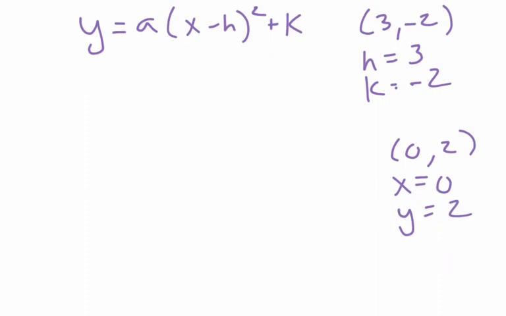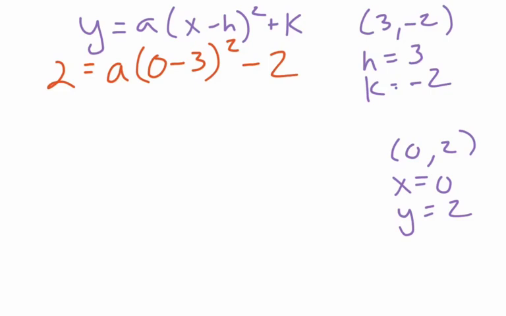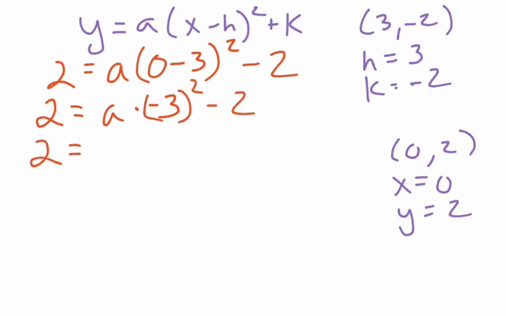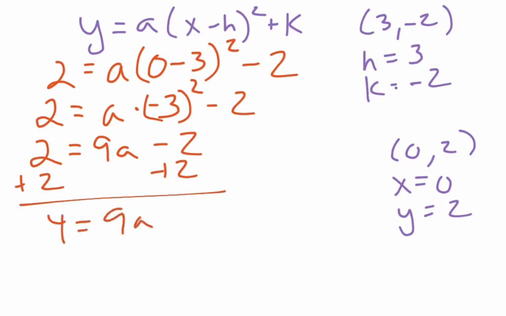So let's throw all those numbers in over here where they belong. So y equals 2. A is what we don't know. X is 0. H is 3. You don't have to worry about the double negative there. That's always nice. And then k is -2. This 0 minus 3 is -3, and -3 squared is 9. And I'm going to add 2 to both sides to get 4 equals 9a, and divide both sides by 9. So a is equal to 4/9.